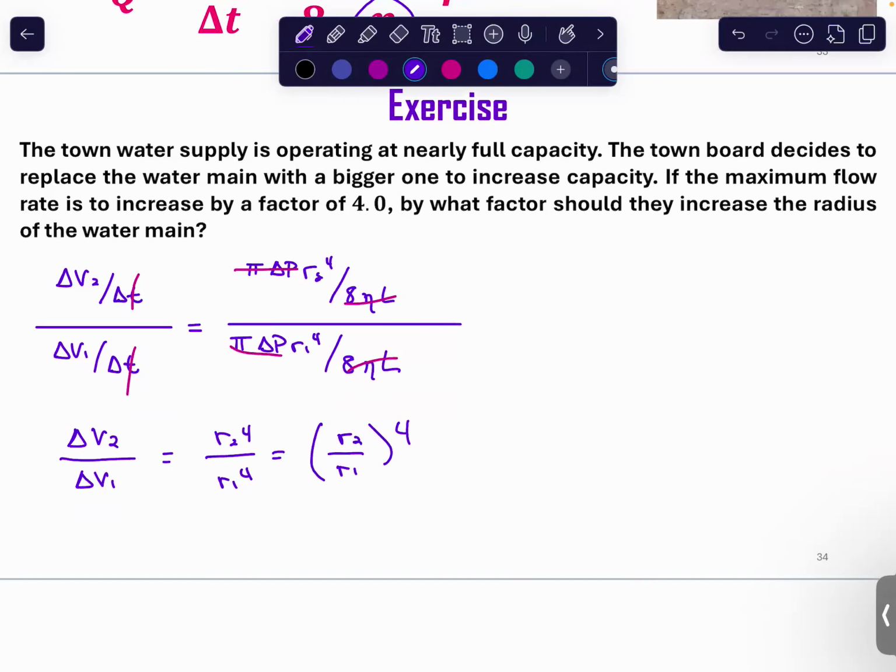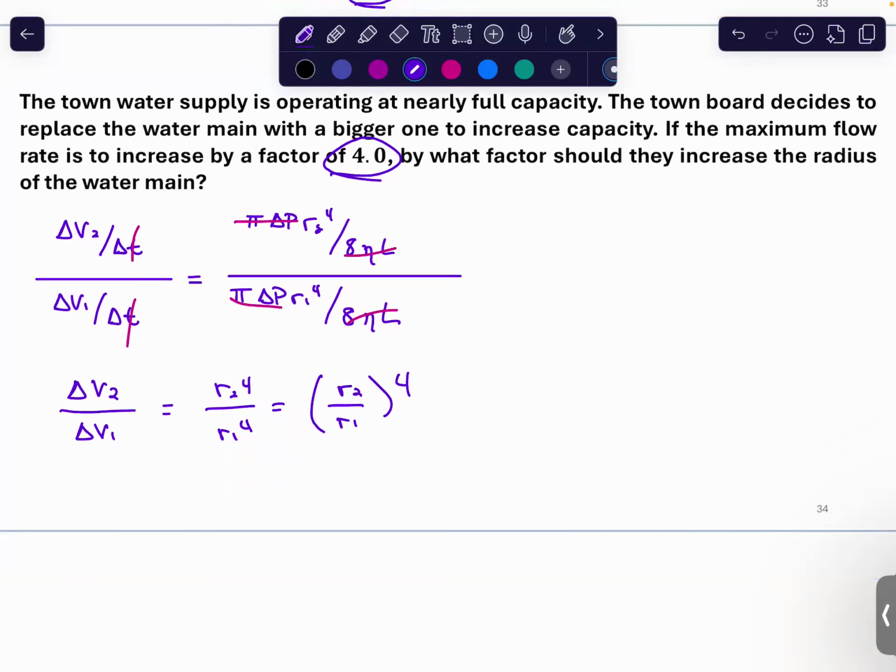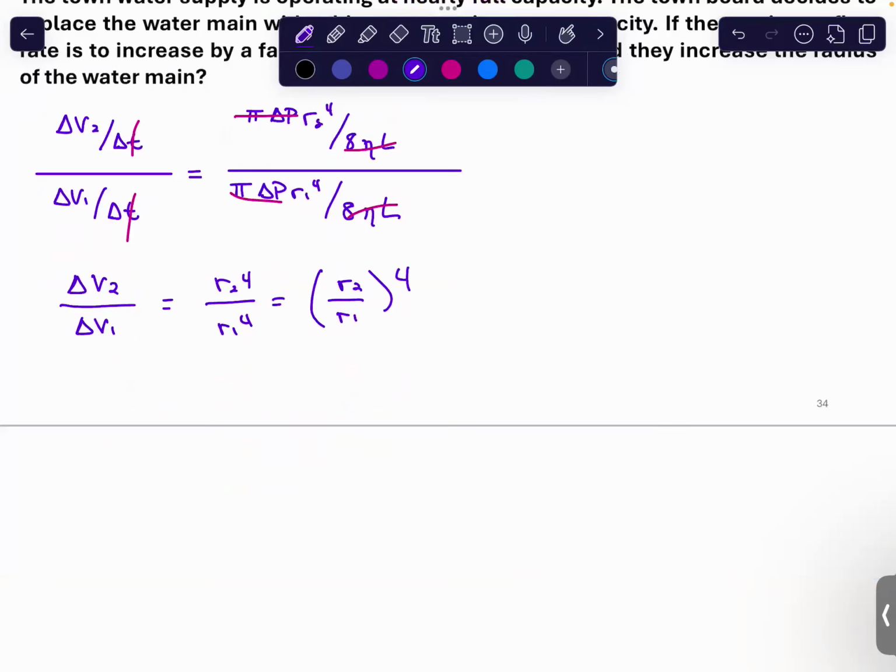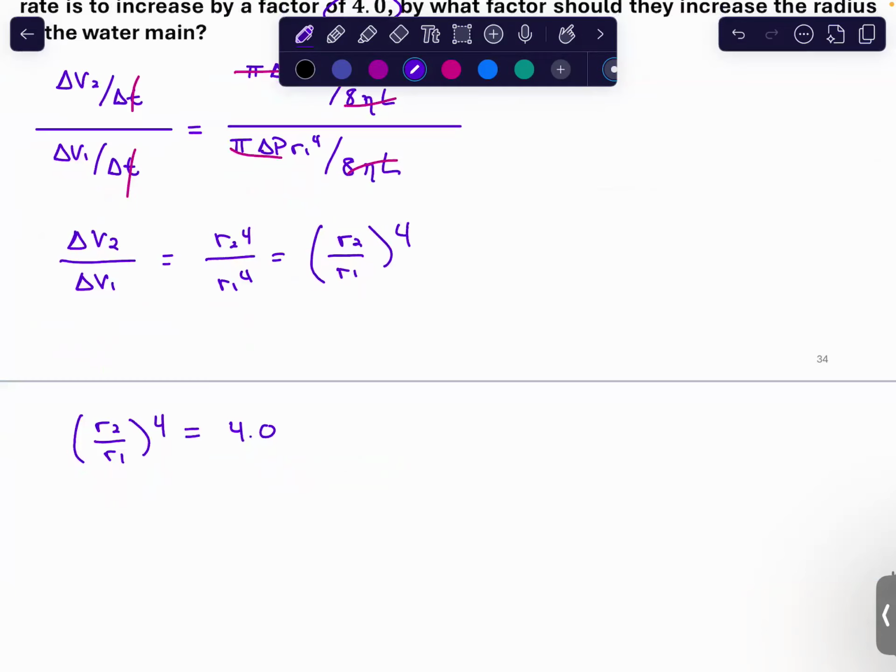Now, the maximum flow needs to increase by 4.0. So we need an increase to the volume through the pipe of 4 times what it was. So your delta V2 over delta V1, what we're going to end up with here is R2 over R1 to the 4th equals 4.0. That delta V ratio needs to be that 4.0.